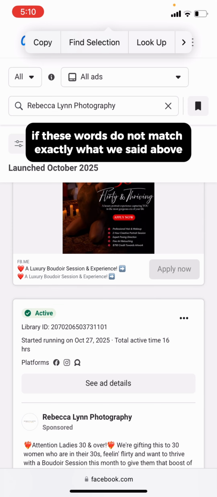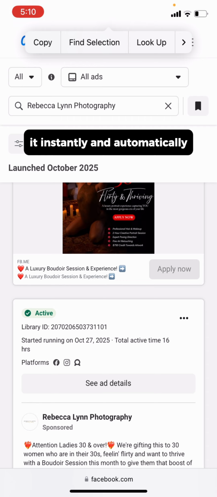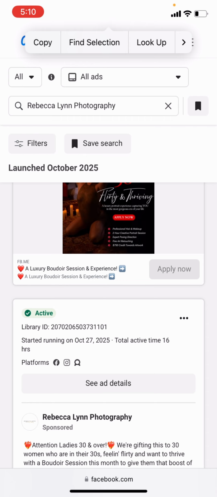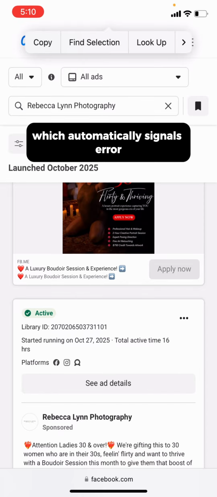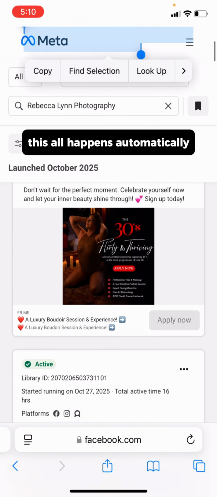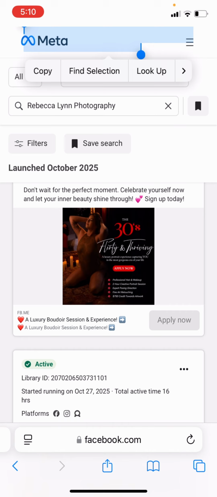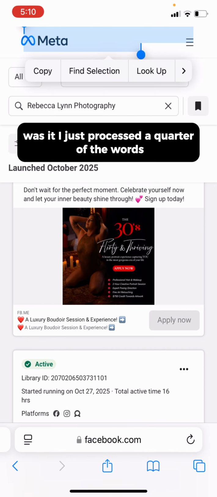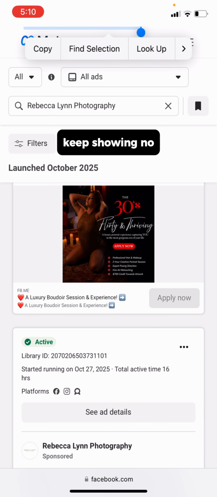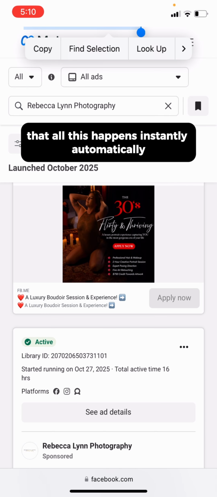Now, if these words do not match exactly what we said above, it instantly and automatically triggers the error detection network in the brain, which automatically signals error, incongruent, confusion, keep scrolling. This all happens automatically. There's nobody thinking, oh, hey, I just processed 1/4 of the words in the see more headline. Does it match these words? Yes or no? If no, keep scrolling. All this happens instantly, automatically.